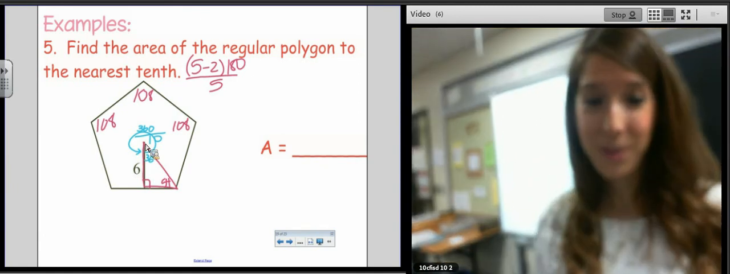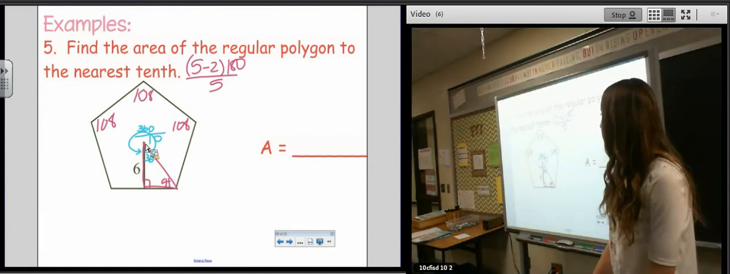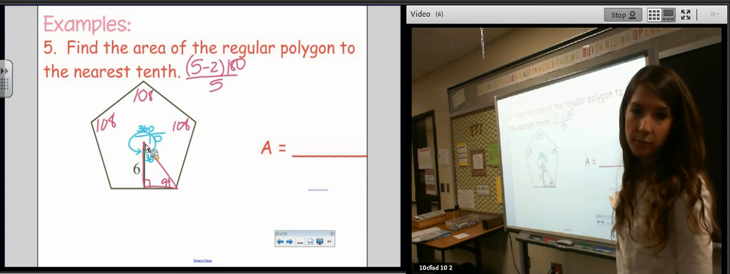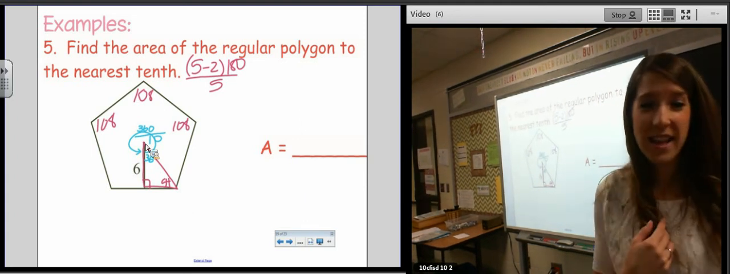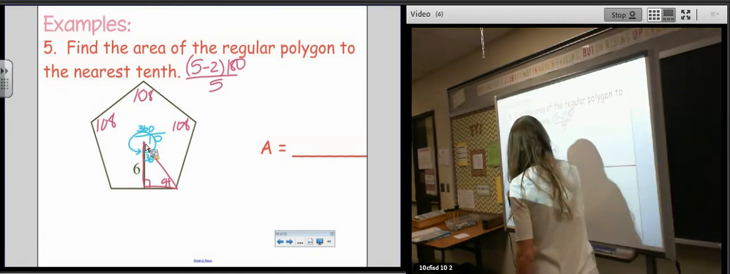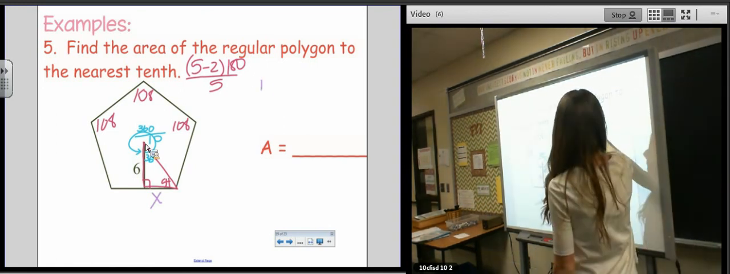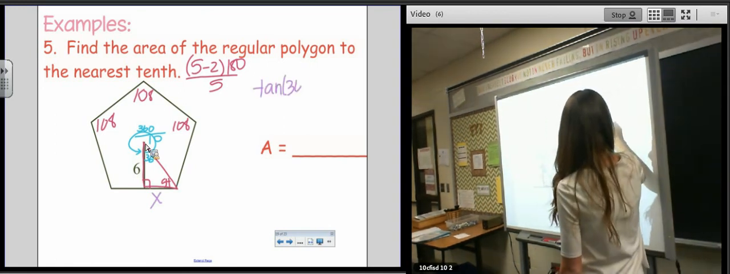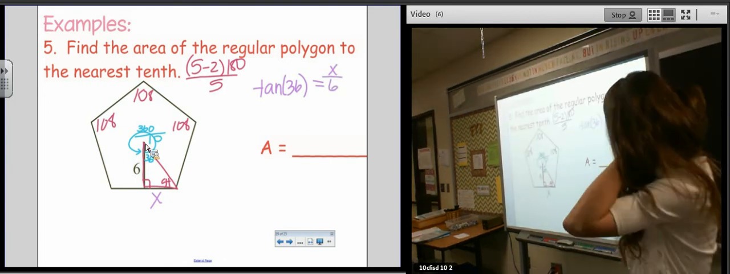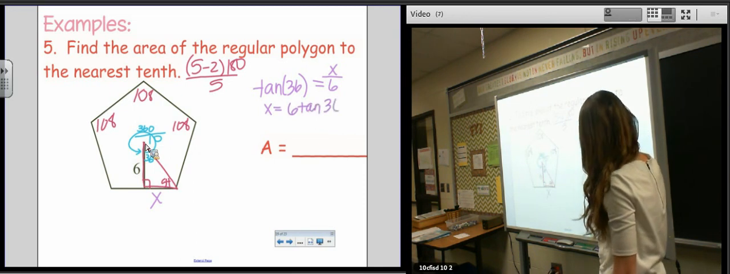You don't need both angles. You only need one of them. So you can decide which angle you would rather look for, 36 or 54. I do too. That's my favorite way. So I'm going to go ahead and use the 36. And I know that I'm looking for a side. So that's my X right there. So I'm going to say tan of 36 equals opposite over adjacent. So X is 6 times tan 36.